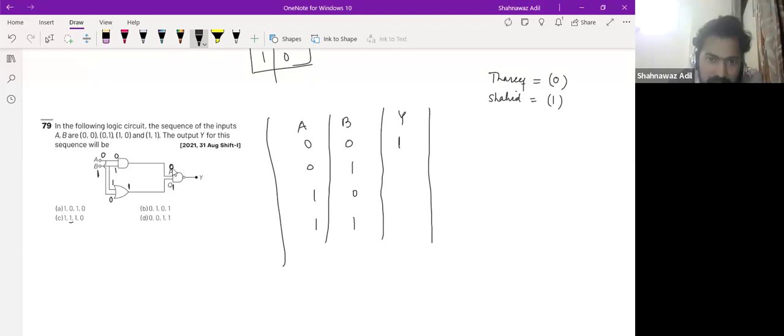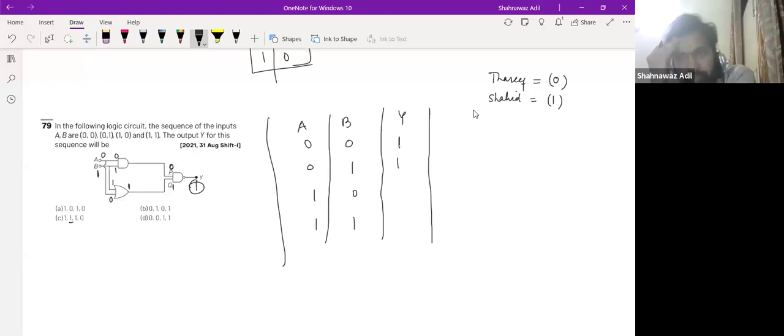0 into 1 is 0. And then this is bar, so 0 bar, that is 1. So yes, sorry. Is it clear? Guys, is it clear? Okay, good.